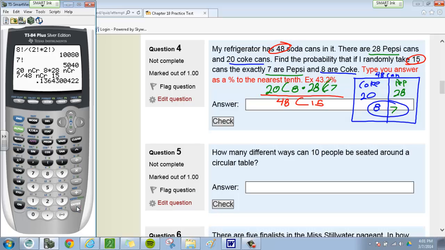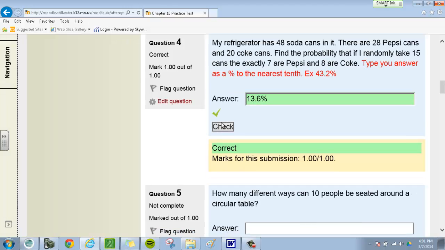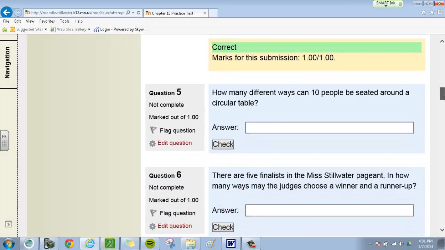We put that in, and we got 13.64. It wants the answer to the nearest tenth, so we would round that to 13.6. And it has a percent there, so I'm going to put it in there, 13.6%. Okay, fingers crossed. This is a tricky problem right there. Oh, nicely done. Nicely done.